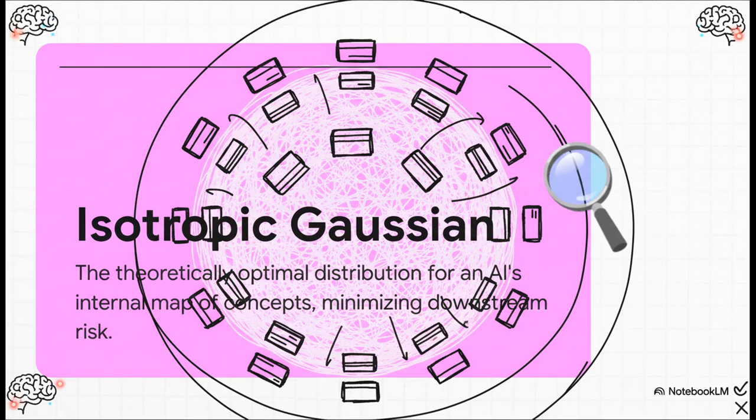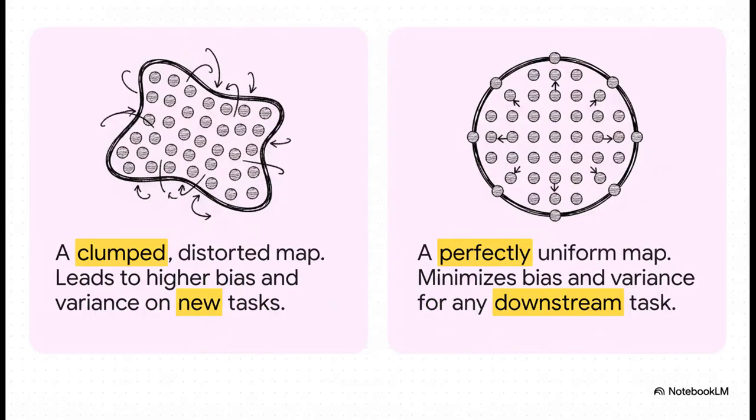And this perfect organization, this is the key part, mathematically minimizes the chance that the AI will mess up on any future task. And this really gets to the heart of it. On one side, you've got the old way. This clumpy, biased, distorted map where some ideas are all squished together for no good reason. And on the other side, the ideal, this perfect, uniform, spherical map. That became the new North Star.